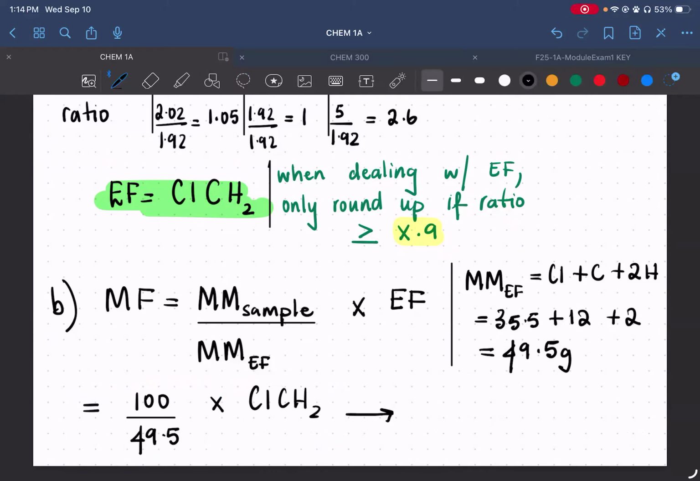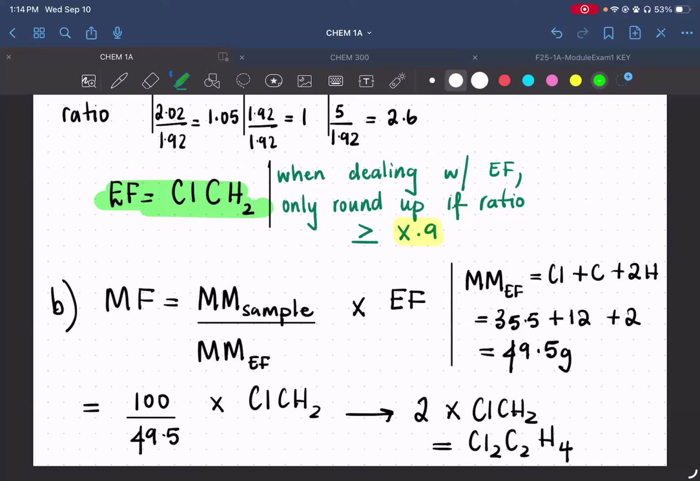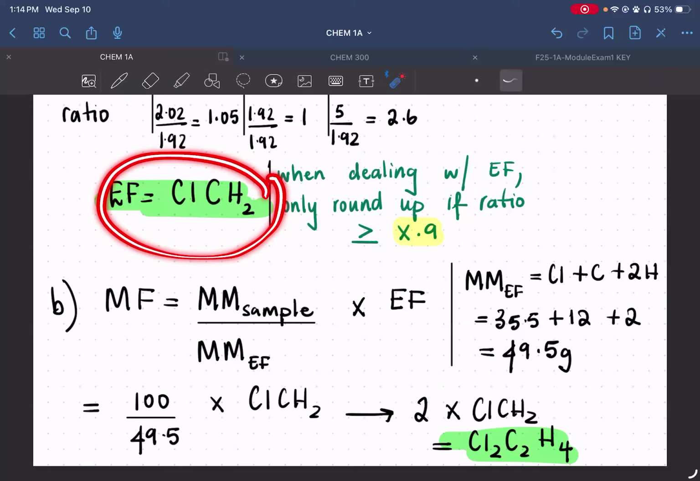100 divided by 49.5, when rounded, is approximately 2. So 2 times ClCH2, that's how much we need. We know in total this means there will be 2 chlorines, 2 carbons, and 4 hydrogens. The empirical formula is the lowest whole number ratio. The molecular formula is the exact ratio.